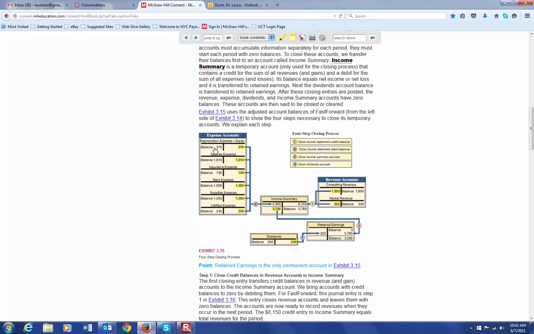So you would have a credit to depreciation expense for $375 and a debit to income summary for $375. A credit to salaries expense for $1610, a debit to income summary for $1610. So if you add all of these together, you're going to get the $4,365. That's what these total. On the revenue side, you want to close the revenue accounts. This was their balance, so you debit the revenue accounts, so you would credit income summary.